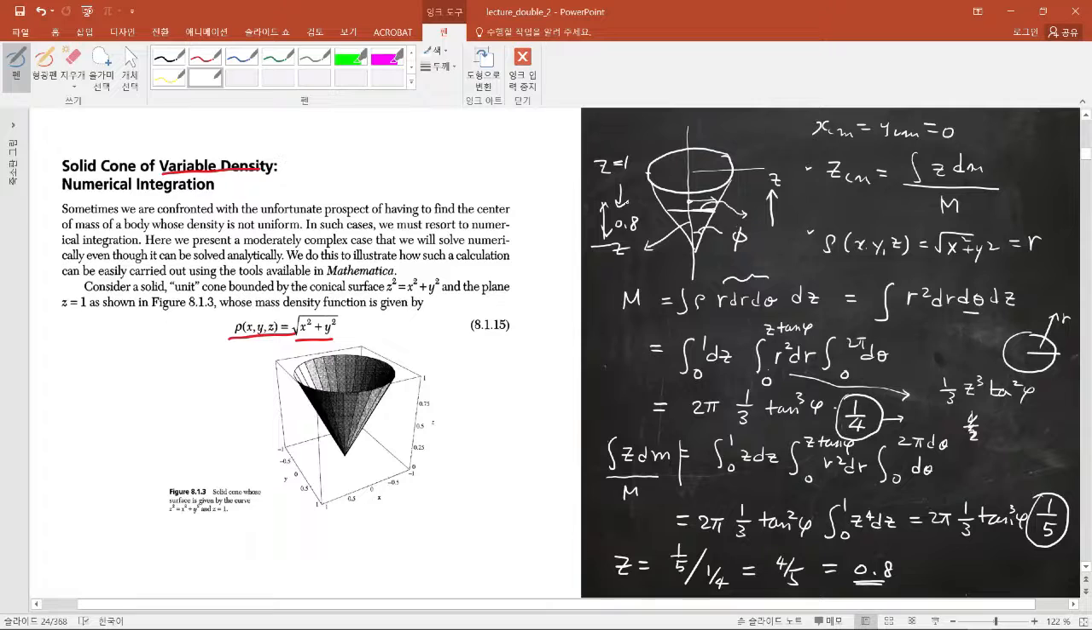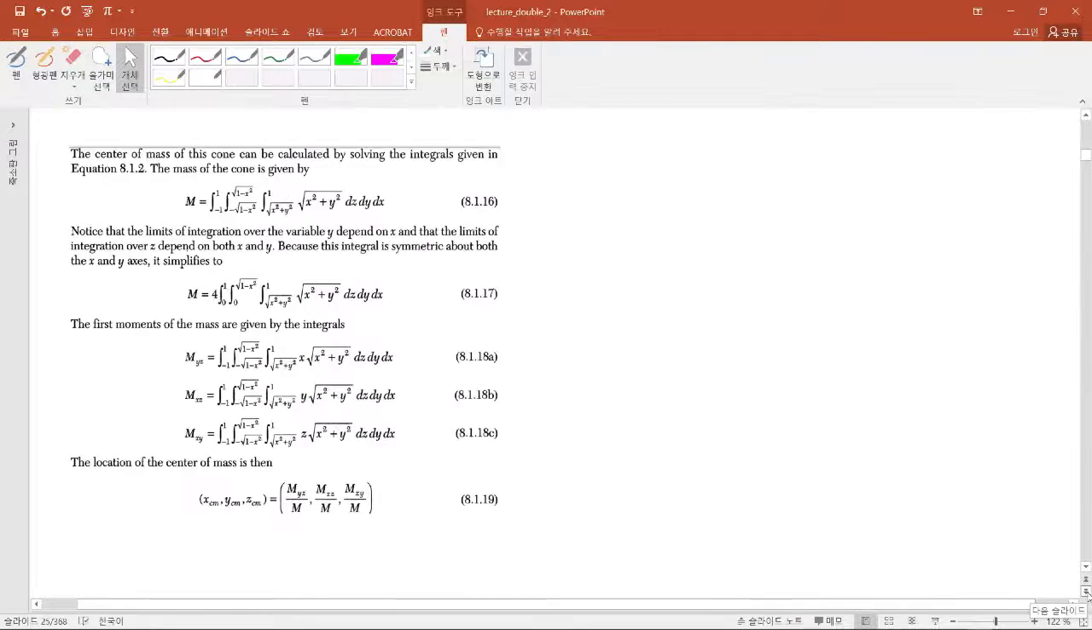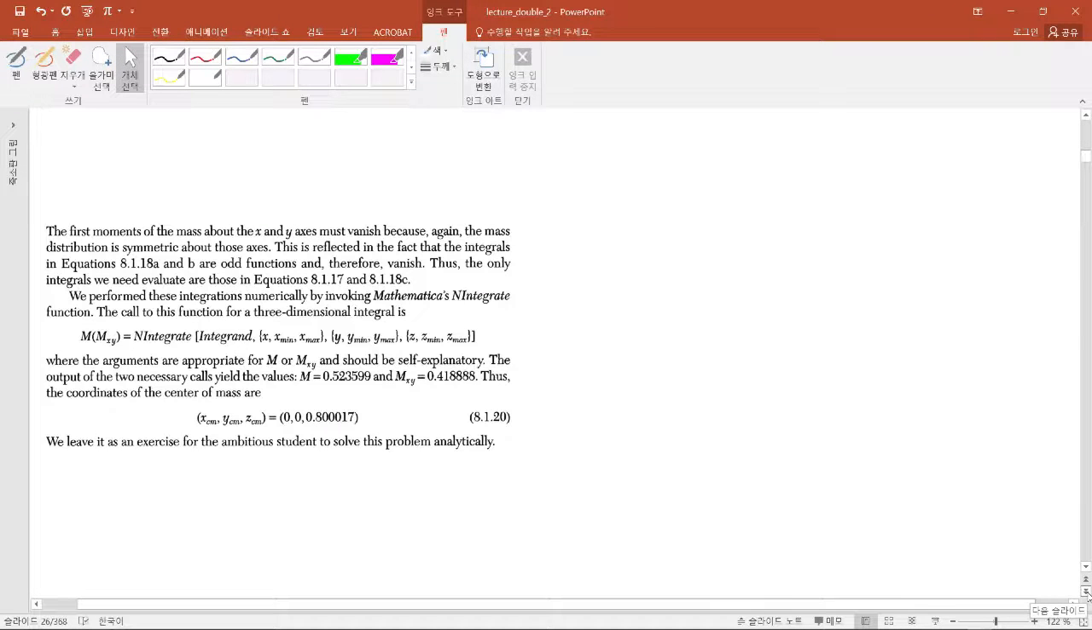So the numerical result should also very much resemble this. Here x, y, z is equal to 0, 0, and 0.8, and 0.017. So this is 0.8. The numerical computation has an error of this much, but the analytic result gives you 0.8.